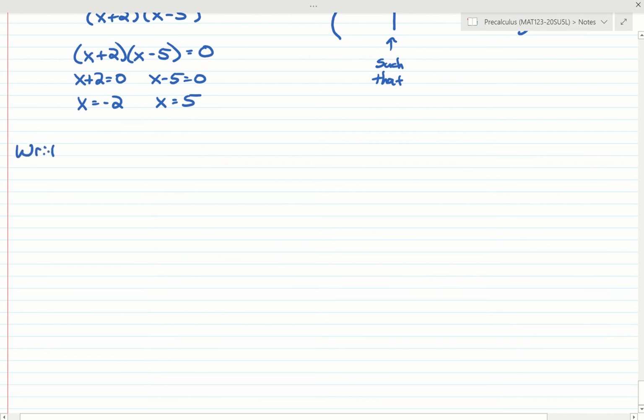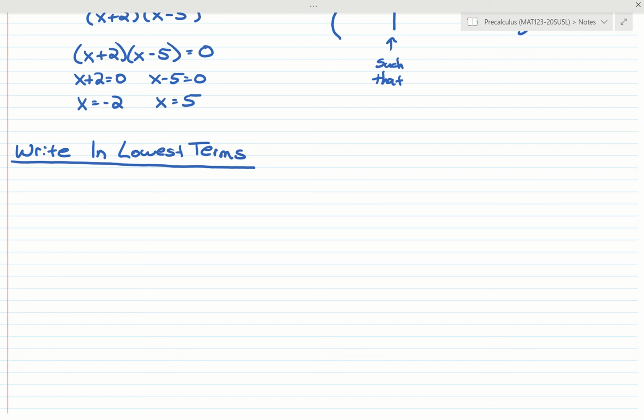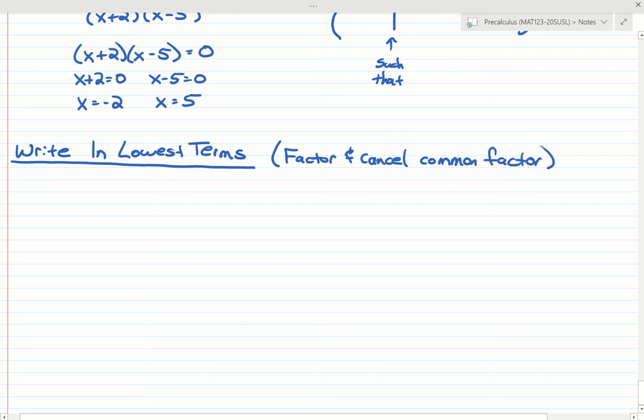Next, I would like to talk about how to write rational expressions in lowest terms. And when we're talking about writing in lowest terms, what would you do if I asked you to write 8 divided by 2 in lowest terms? 8 over 2 is 4, right? Really what we're doing is we're simplifying, or we are factoring and canceling our common factors. One thing that is important to realize is that factoring is the most important thing in all of math that you'll ever learn. Factoring is the most important thing.